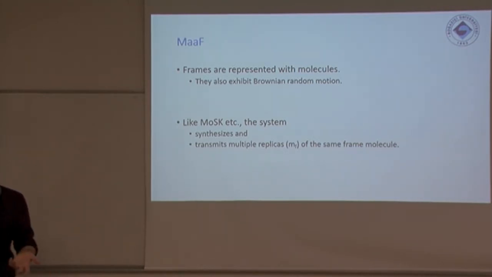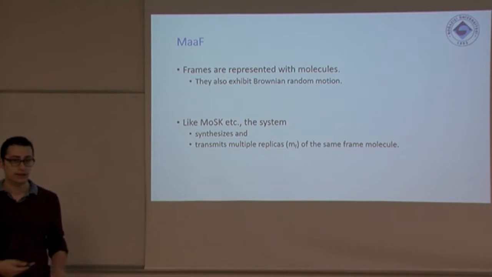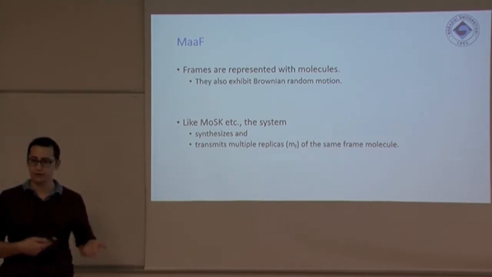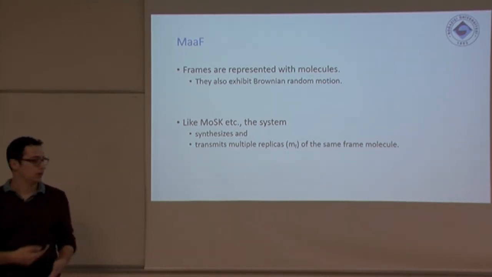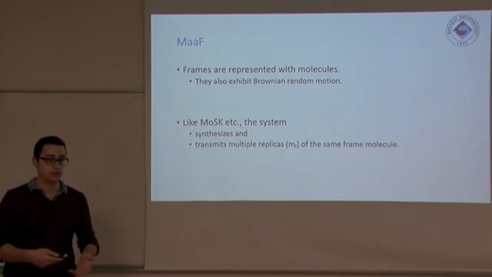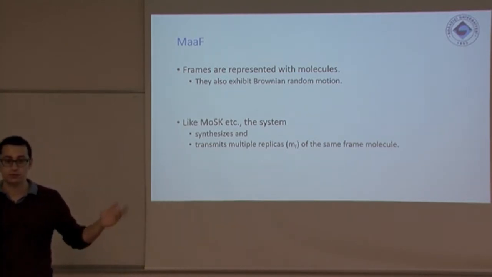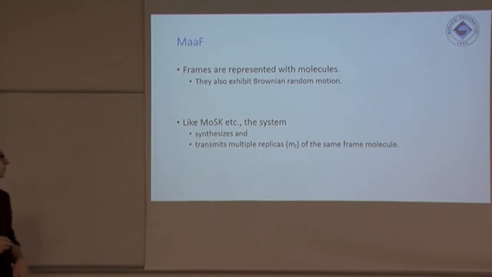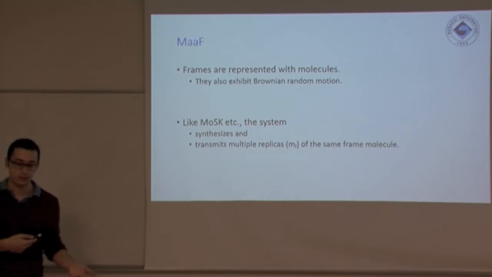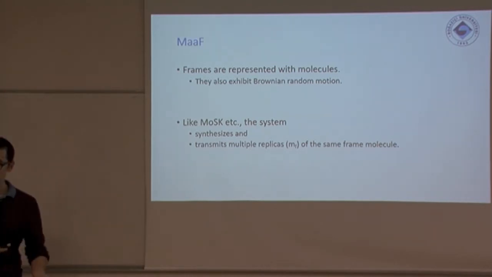So these are molecules, and they also exhibit Brownian motion, right? They have their diffusion coefficients. They have their Stokes radii. So they do the random walk that regular other molecules do. So like Mosque, the system synthesizes and transmits multiple replicas, MF being the number of replicas in this case, of the same frame molecule.